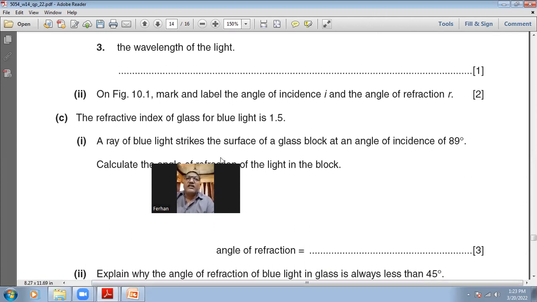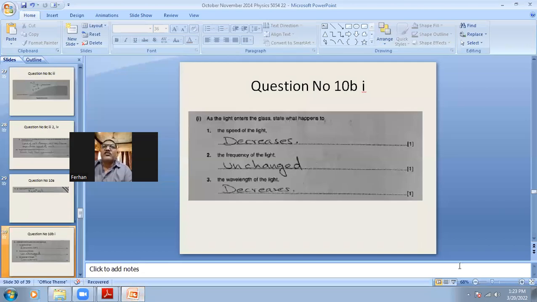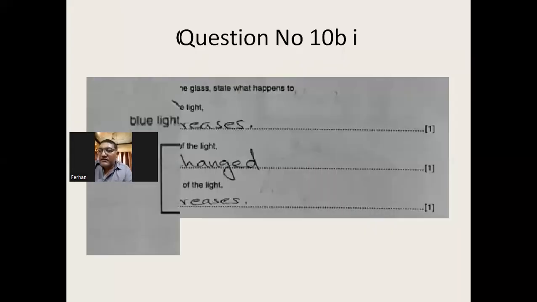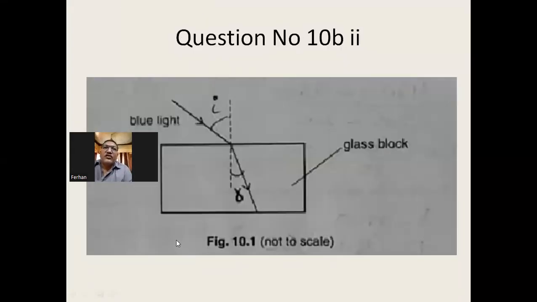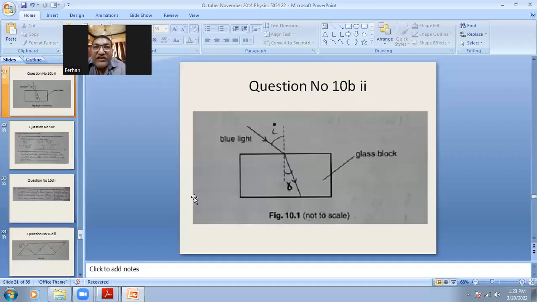You see, the angle of incidence is this. This is the angle of incidence, and this is the angle of refraction. So let me show you. You can see this, I have done this. This is the angle of incidence here. The angle of incidence is the angle between the normal and the incident ray, and the angle of refraction is the angle between the refracted ray and the normal. So this is angle I, this is angle R. Hopefully you understand.